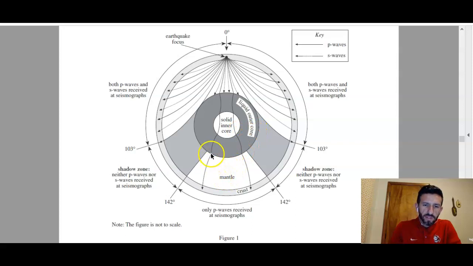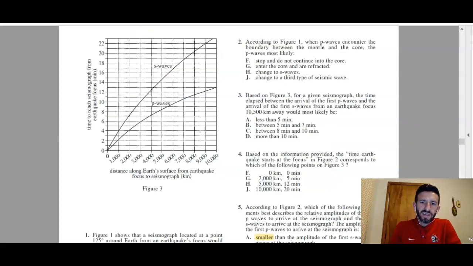On the boundary between the mantle and the core, it looks like they're bending, okay? Do any of the answers say anything about bending? No. I can cancel out F, H, and J because one says stop and don't continue, and that's not what happens. They don't change to S waves or a third type of seismic wave. So I could rule those out and just answer G. But let's say I need to find out what refracted means.